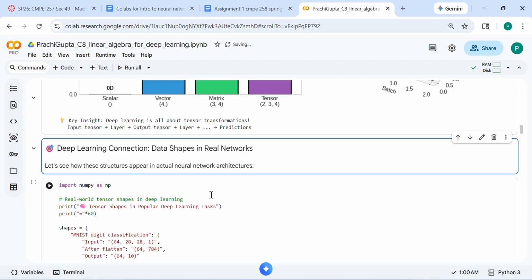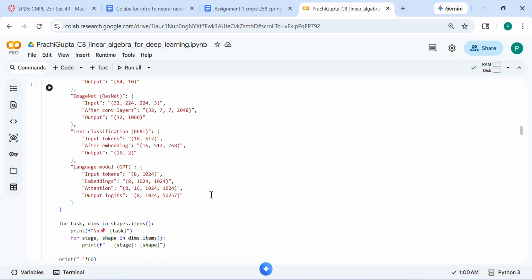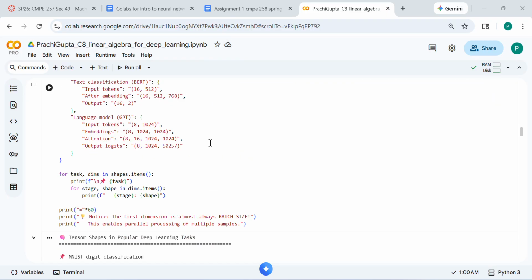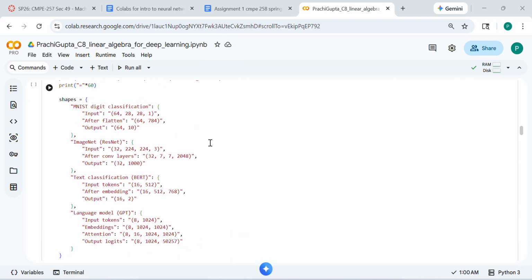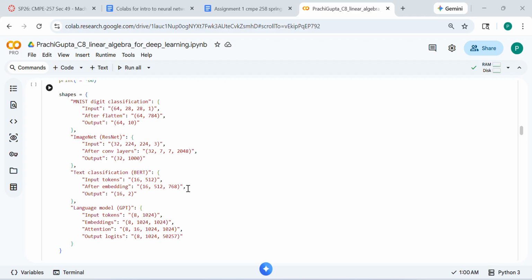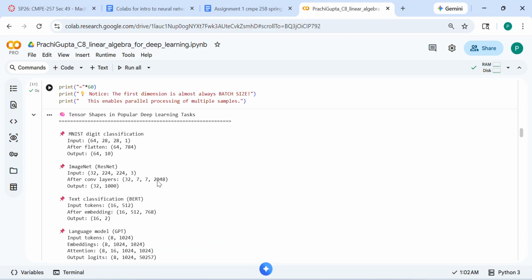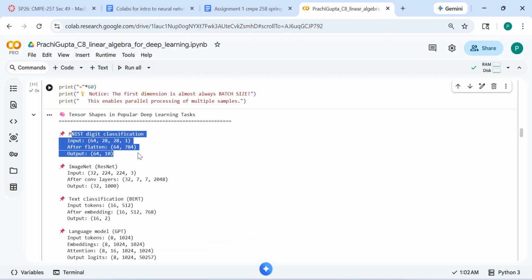Now, if you look at the shapes used in models like ResNet or BERT, you will notice a pattern. The first dimension is almost always the batch size. This is exactly what enables the massive parallel processing we talked about. Let me just run it. So if you see, this is the input after flatten and the output.